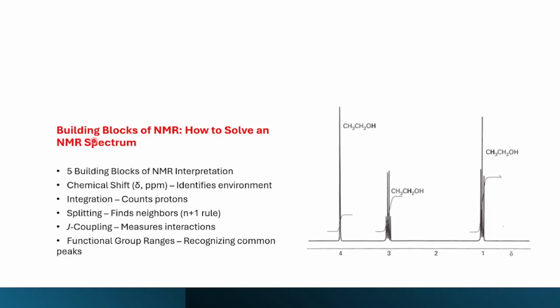Today we will talk about the building blocks of NMR, how to solve an NMR spectrum. There are five building blocks of NMR interpretation of any spectrum. Chemical shift identifies environment. Integration tells us the number of protons. Splitting finds neighbors; the N plus one rule is used. J coupling measures interactions, and functional group ranges help in recognizing common peaks.